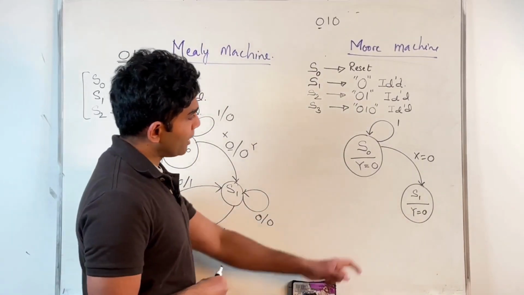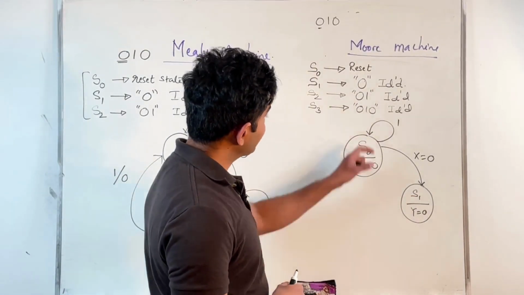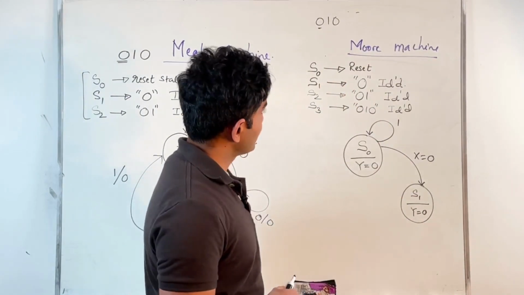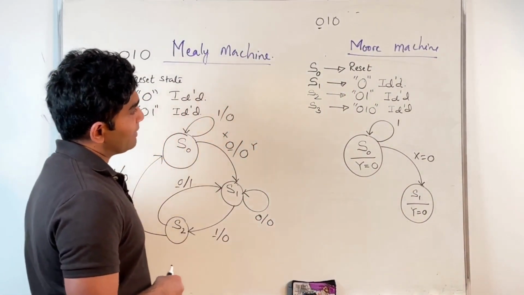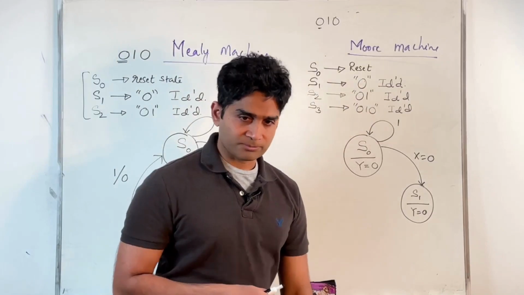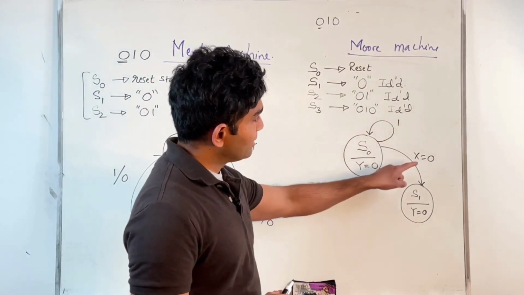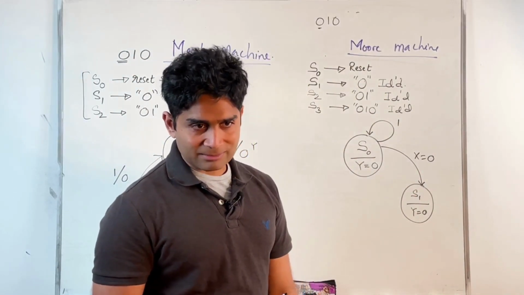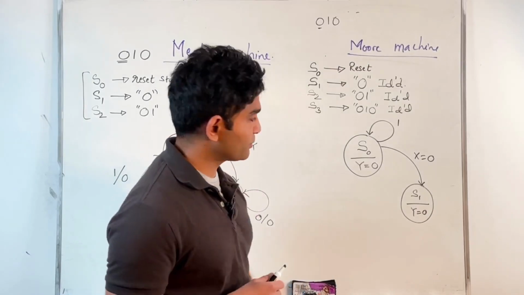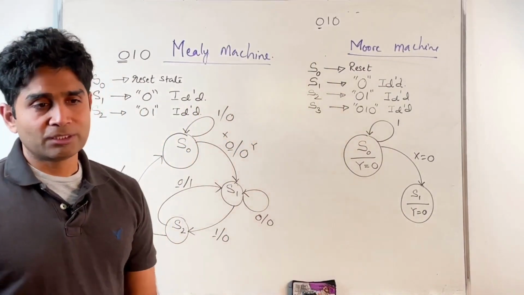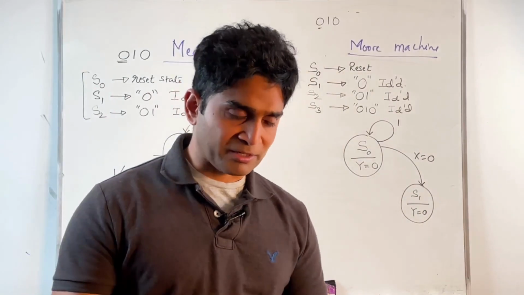Okay, now I'm in the S1 state. That means I've identified that the first 0 has occurred in my input stream. And another 0 occurs. So I'm in S1 state. My input now is x equal to 0 again. What should be my state transition? Should I remain in the same state? Should I move on to the next state or a different state?